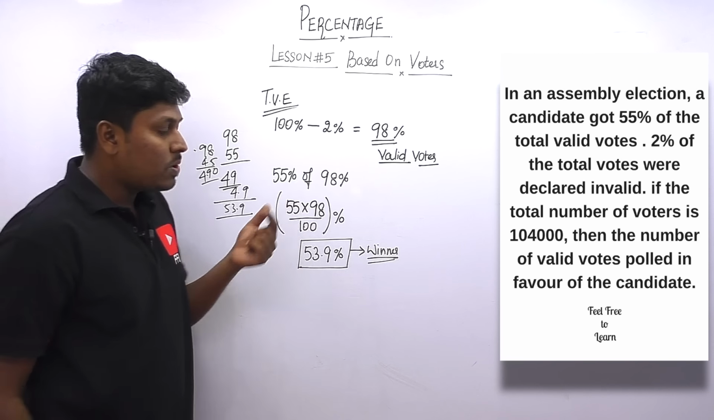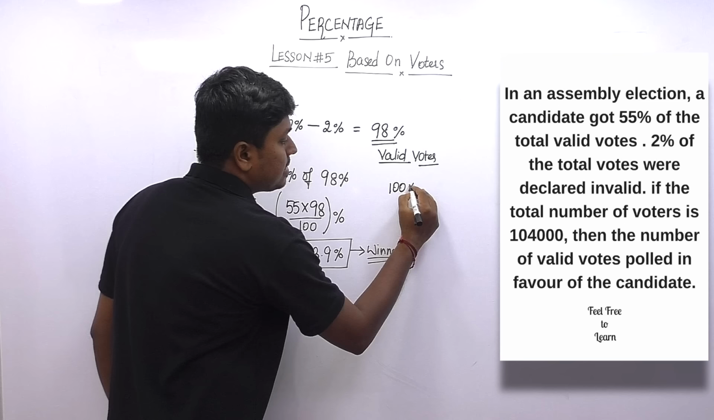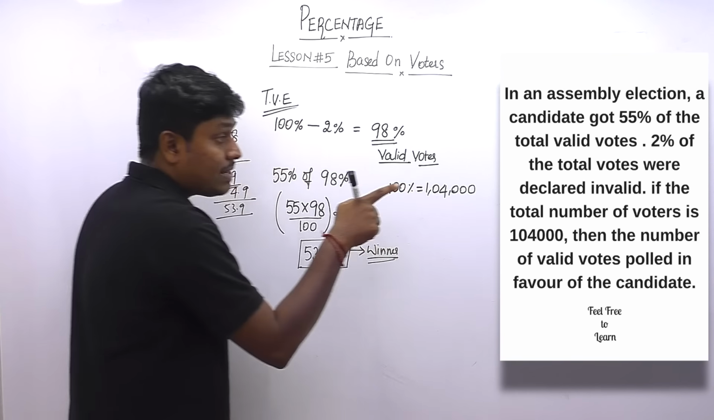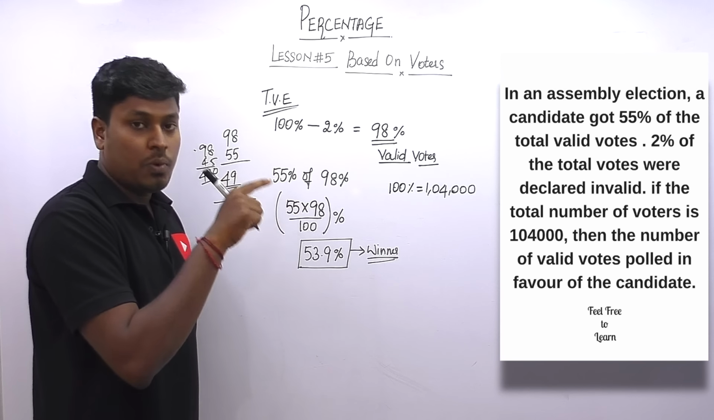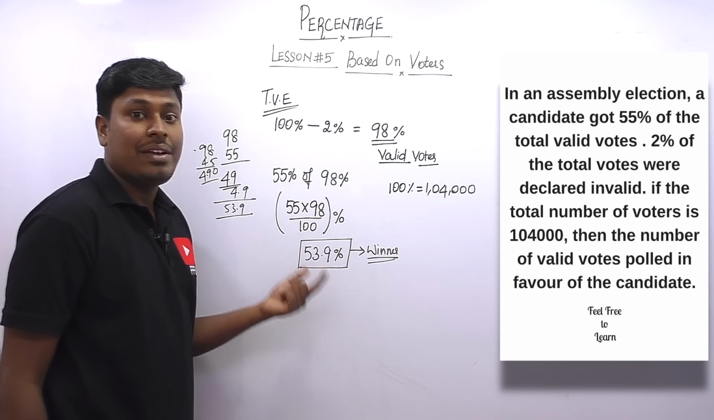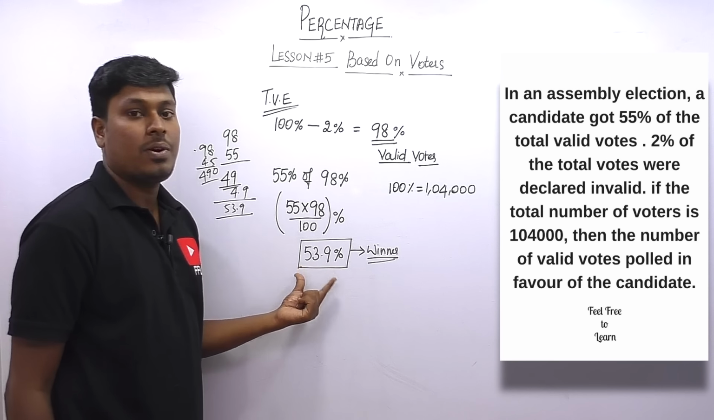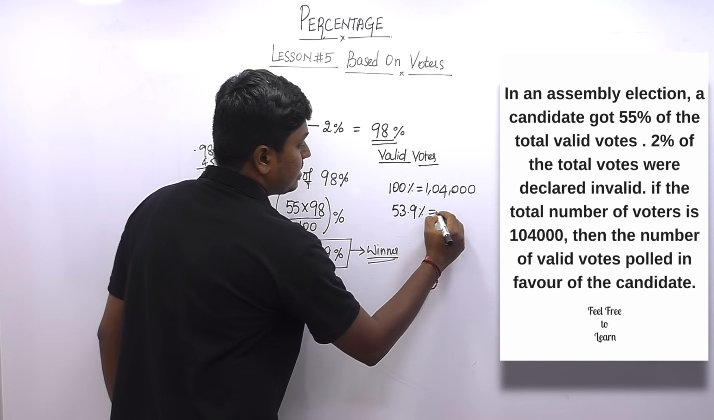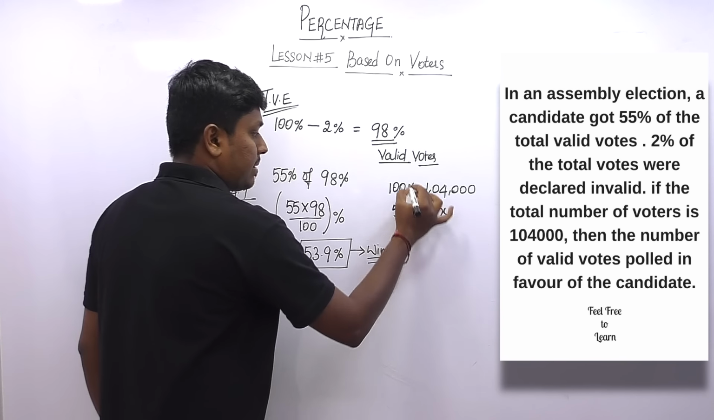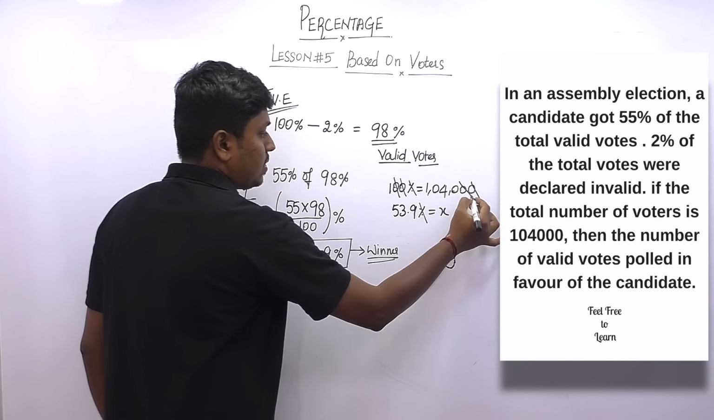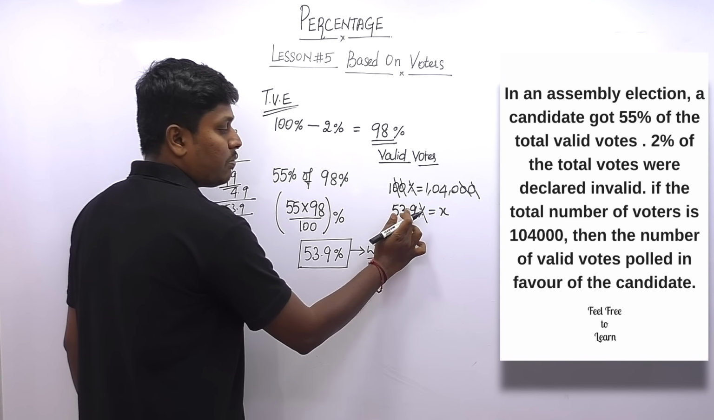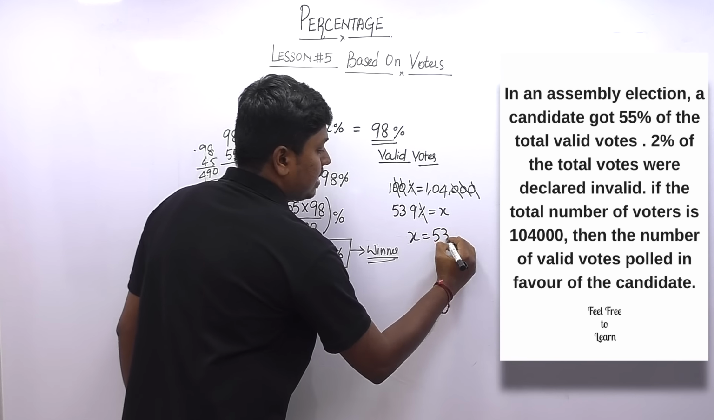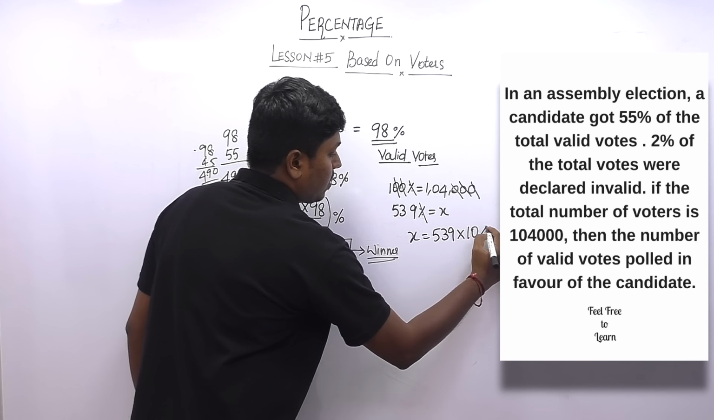So they have given the total votes also. Total votes, that is 100%, is 1,04,000. And what they are asking is the number of valid votes polled in favor of the candidate, which is the winner candidate. They are talking about the winner candidate. So winner candidate 53.9% is equal to X. So we can cancel percentage and percentage. We can cancel 20 and 20. Similarly, here we have one decimal point. Remove the decimal point and cancel the 0. So finally, X is equal to 539 into 104.